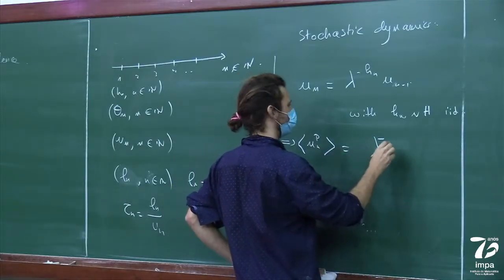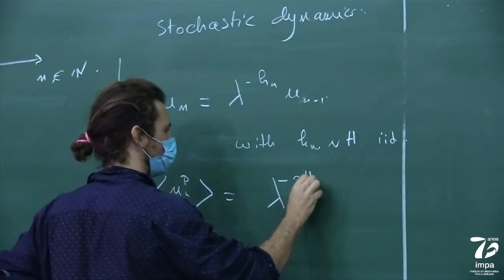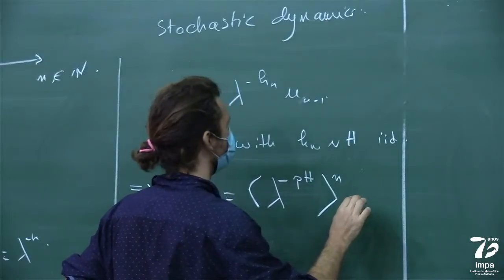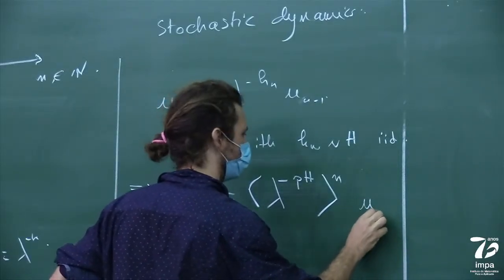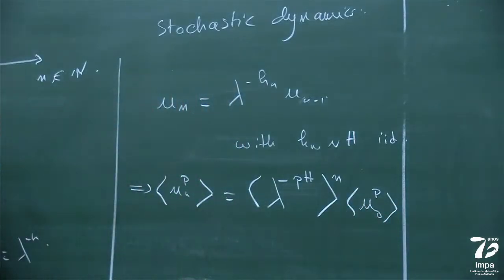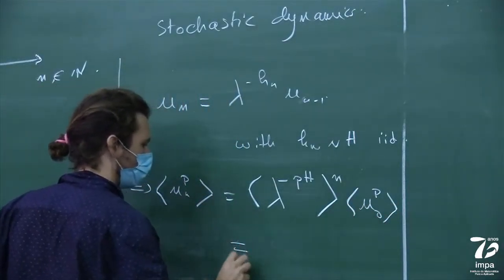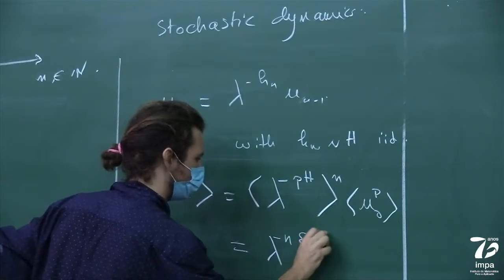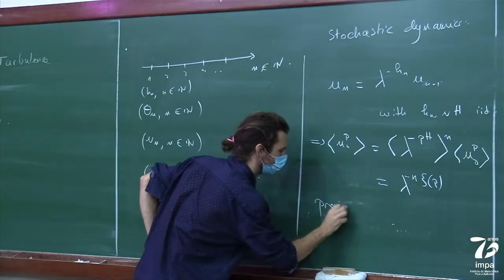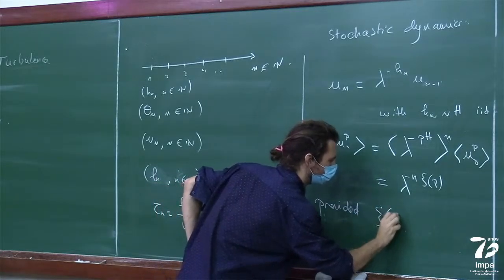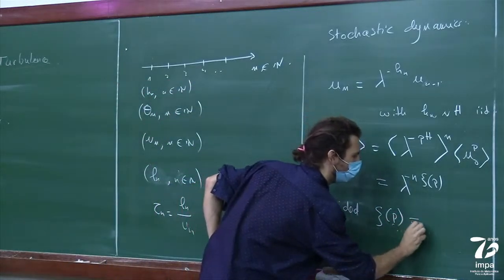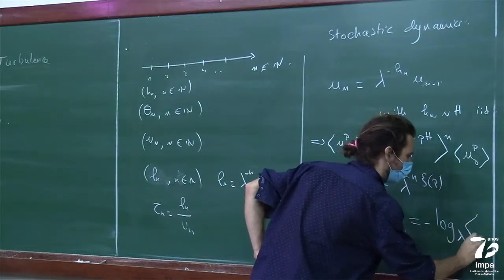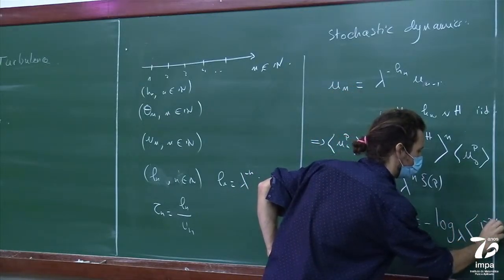lambda to the minus p h to the power n times u_0 to the p, which implies in particular that this is lambda to the power minus n of zeta_p, provided that zeta_p is minus log of lambda to the power minus p h. Okay.